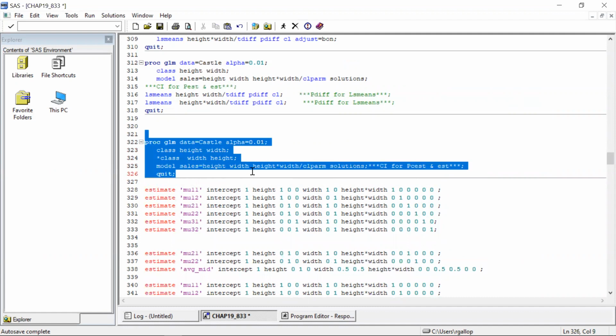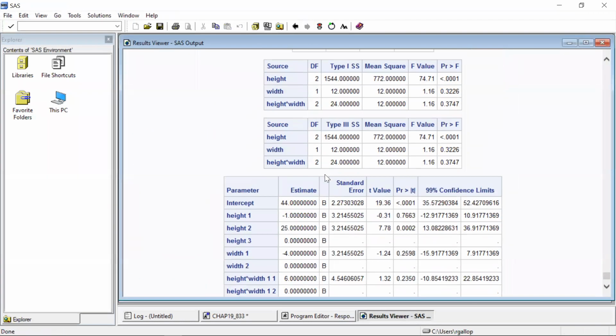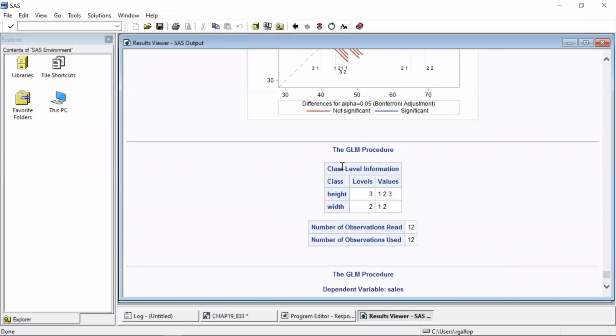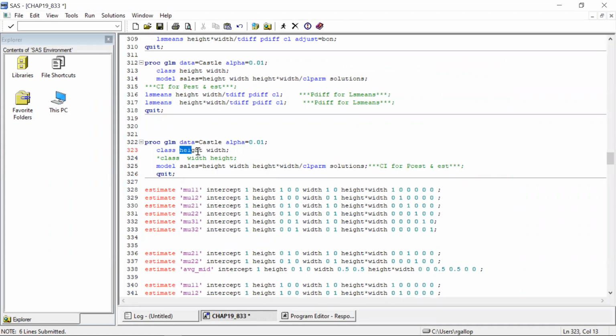So when we start running the output again, pay attention to the output, right? Couple things before. The class statement determines the order of the factors in the model. Not so much the model statements, really how they're laid out in the class. So class, height first, width second.